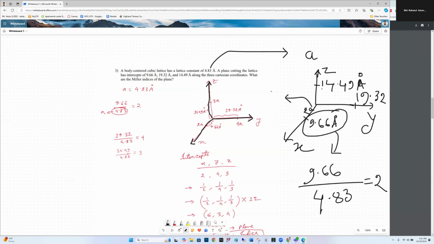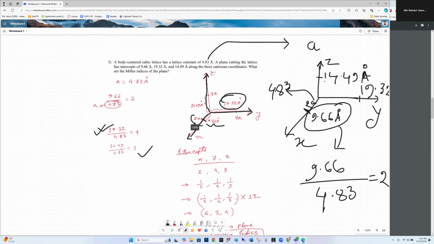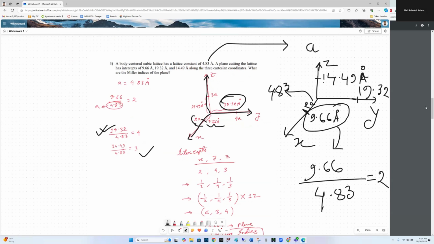Okay, because A is 4.83 here. So that's how 2 into 4.83 is 9.66. So that's why it's 9.66. So which is actually illustrated here. This is along the x-axis, it's 2A. And along the y-axis, in a similar fashion, you have to just divide this number with the unit, which is 4.83. Here it is showing. If you divide this, you will get 4. And along the z-axis, in a similar fashion, you will have to divide this with 4.83, and you will get 3.